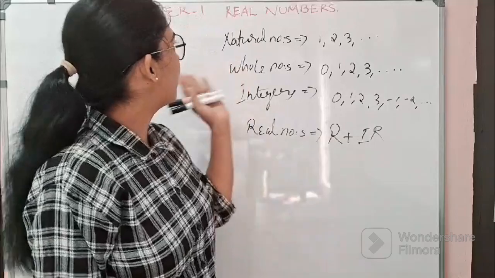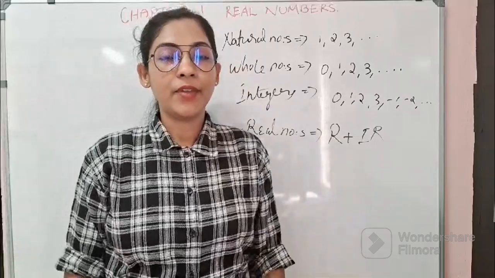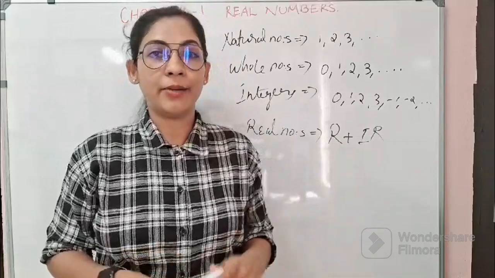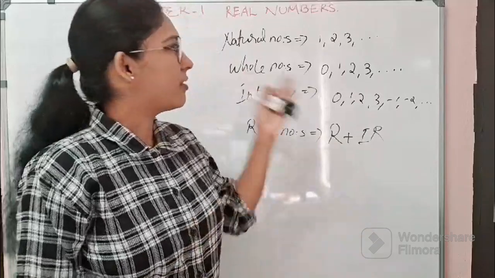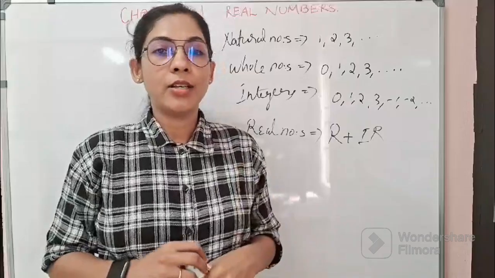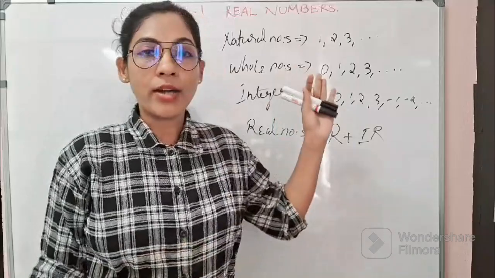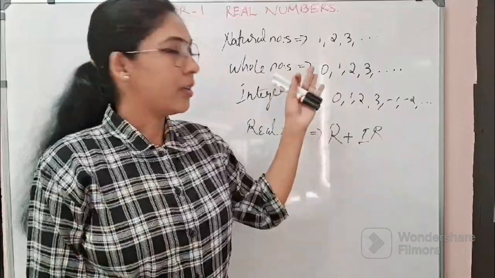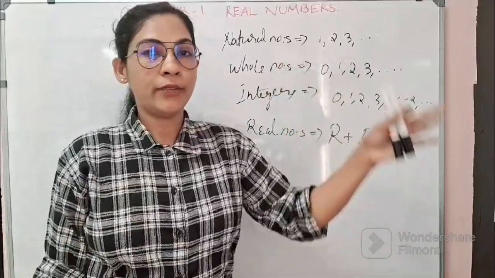In the first chapter, that is real numbers, we have to recollect some points from the previous year. The first one, what is natural numbers? Natural numbers are also known as counting numbers. So natural numbers are 1, 2, 3, etc. As we count 1, 2, 3, natural numbers are also 1, 2, 3, 4, etc.